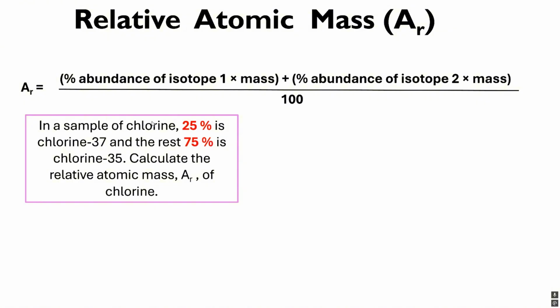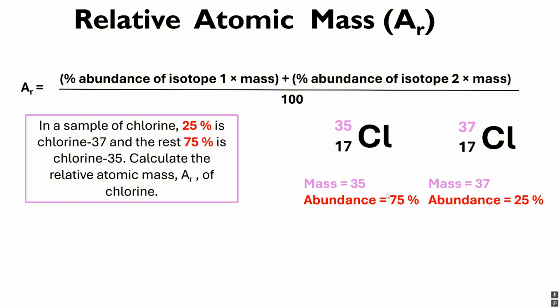In a sample of chlorine, 25% is chlorine 37 and the rest, 75%, is chlorine 35. Calculate the relative atomic mass of chlorine. So chlorine 35, chlorine 37, the mass numbers are given to you, 35 and 37. The abundances are also given to us, 75% chlorine 35, 25% chlorine 37. So we put the numbers into the equation, percentage abundance multiplied by mass number, percentage abundance of isotope 2 multiplied by mass number. We divide it by 100% and we should get 35.5.